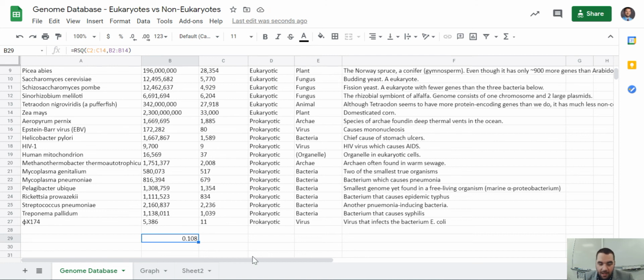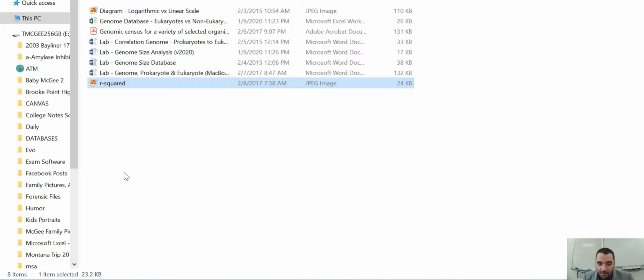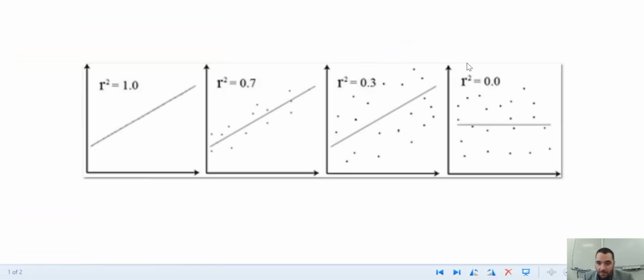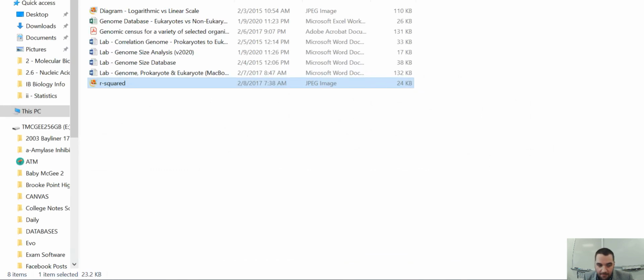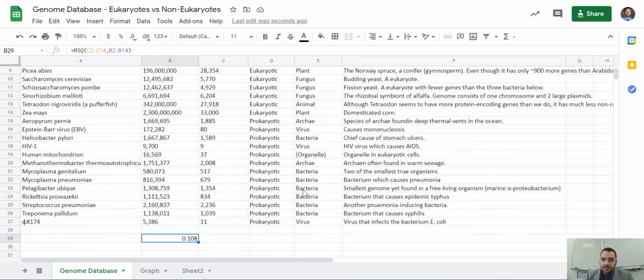And you can ask yourself, is that a high correlation? 0.108. Well, I will let you interpret what that means. Okay? But again, it's the logarithmic curve that may make that deceiving.